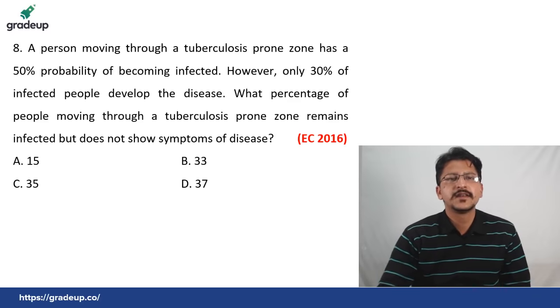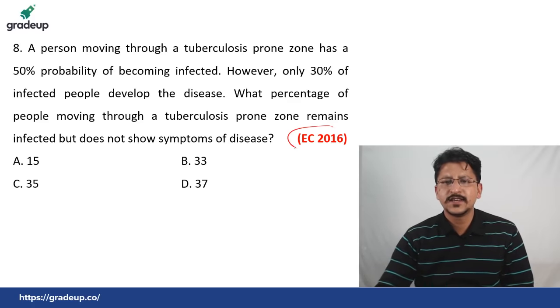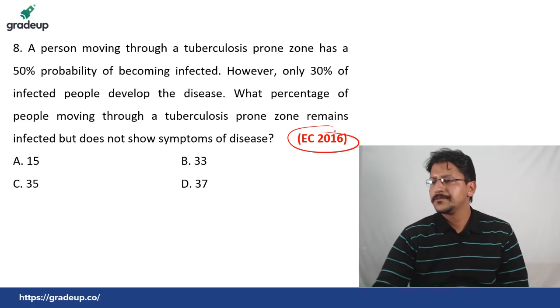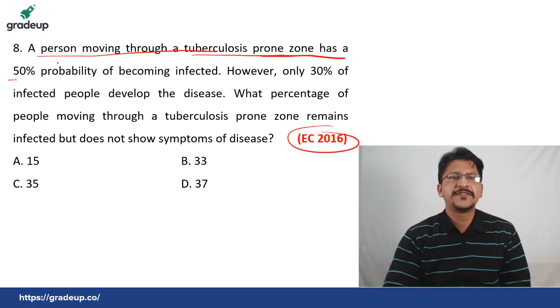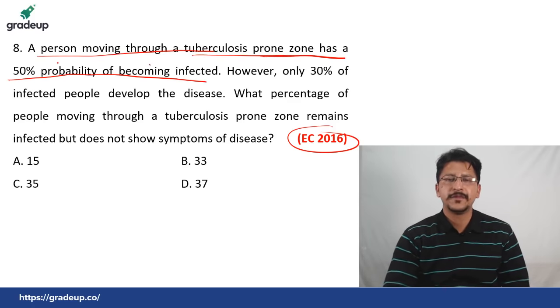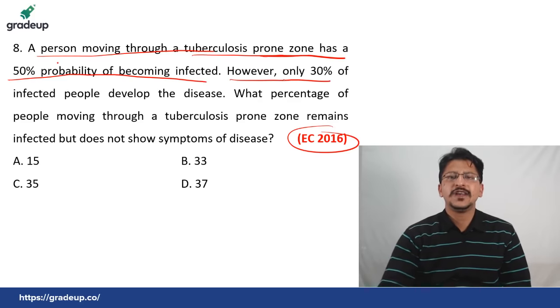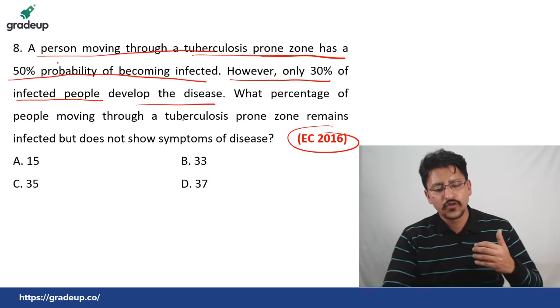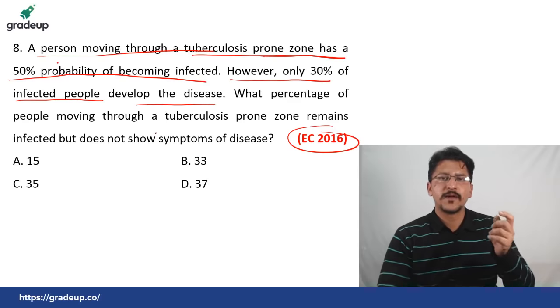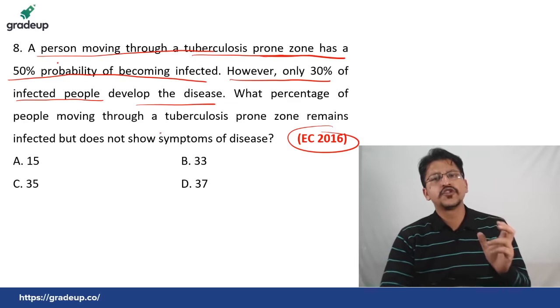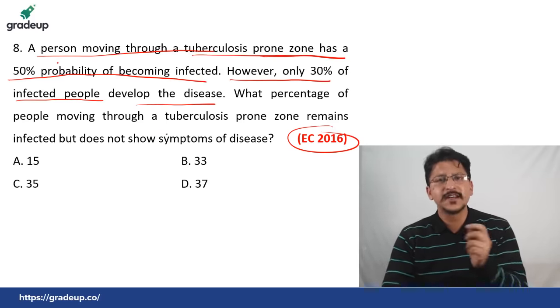Okay, this is the question that is asked in EC 2016. A person moving through a tuberculosis prone zone has 50% probability of becoming infected. However, only 30% of the infected people develop the disease. It means whoever is passing through that zone, 50% are probable of becoming infected, but of those 50%, only 30% develop the disease.